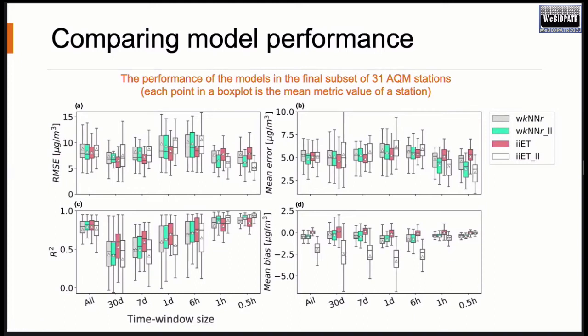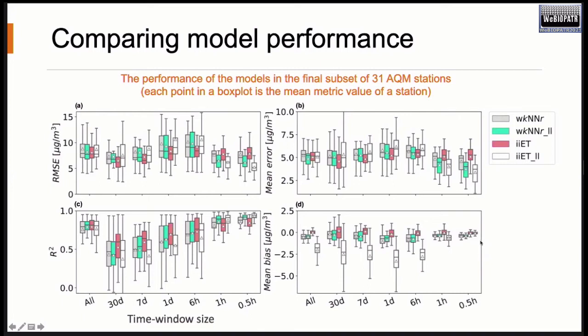And it was clear from these results that the addition of the lag and lead values improved the WKNNR model. If you look at the gray versus the green, it is much better: lower RMSE, higher R square, especially in the short intervals. But in the iterative imputation method, when I added the lag and lead values, I caused a bias in general, less good performance, and specifically a bias. If I look at the red versus the white here with the lag and lead, the performance is poor.